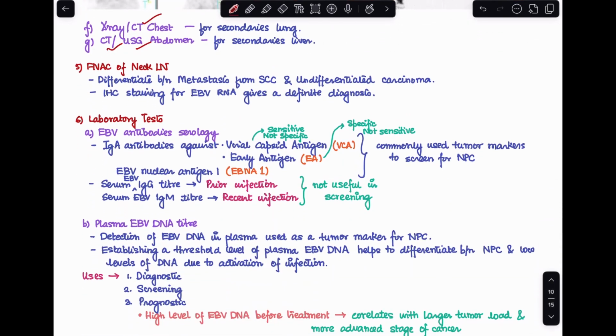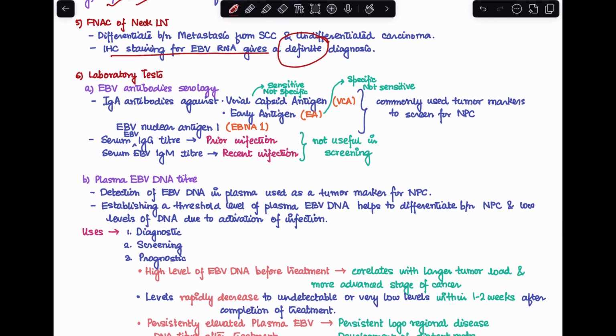Next is FNAC of lymph node, which we already discussed. This will help us in finding out whether any neck node is involved. And we can also perform an IHC staining of the EBV RNA genome, and this will help us in giving a definitive diagnosis. Next are the different lab tests.